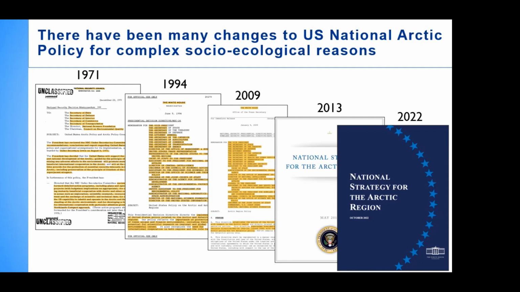Also, there have been many changes to U.S. national Arctic policy for complex socio-ecological reasons. When we try to map the Arctic, or when we think about the Arctic as a region, where are we drawing the boundaries? Is it a latitudinal boundary? Is it the watersheds or the basins that flow into the Arctic Ocean? How do we draw those boundaries? Is it the Arctic Council, the nations that have land above the Arctic latitude? And how do we approach it as a nation?